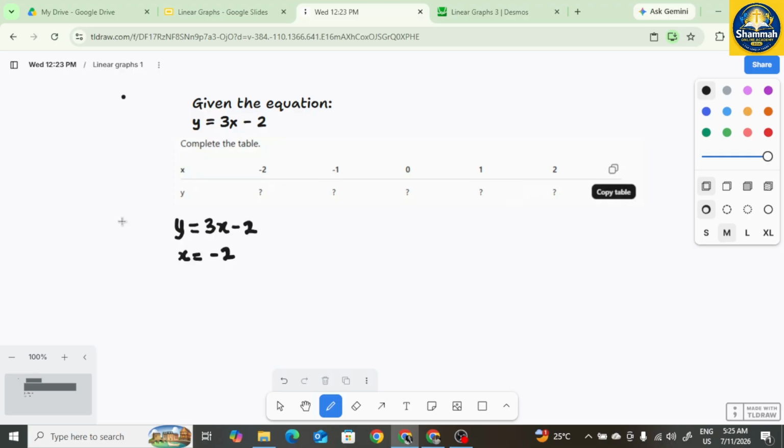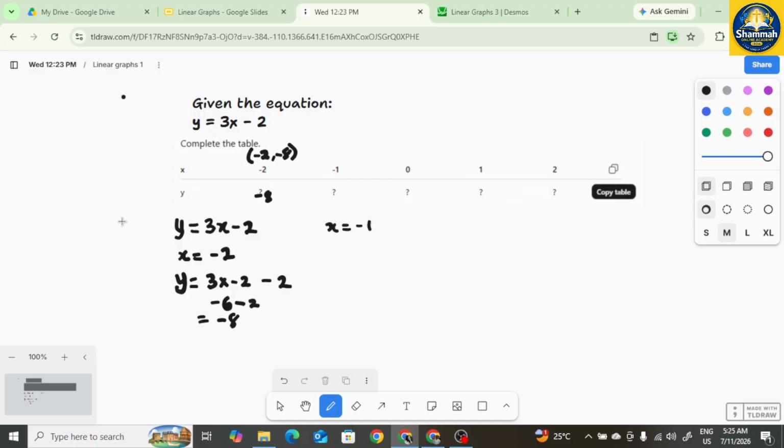Now, when x is equal to -2, what will y be? y will equal 3 times -2, then whatever we get, we subtract 2. So 3 times -2 is what? -6. And then we have -6 - 2, which gives us -8. So when x is -2, y will be -8. And this particular pair becomes (-2, -8).